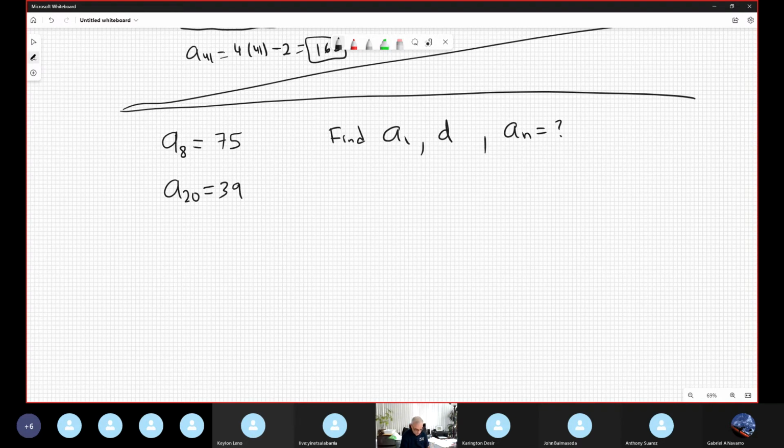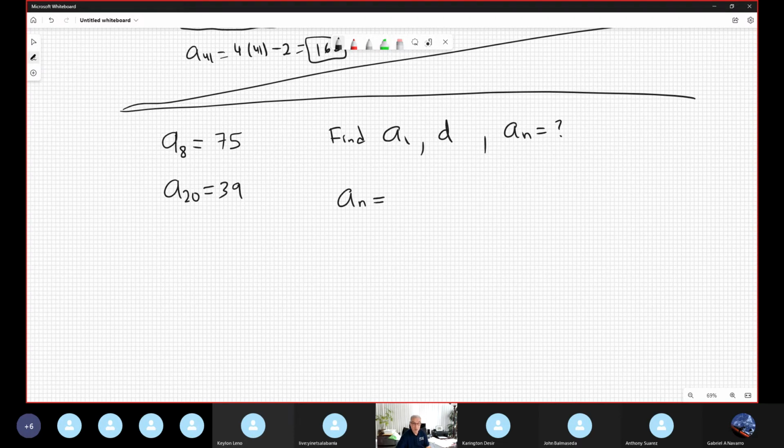Let me see if I did well. This is given, but not the complete sequence, just two elements inside the sequence: one in position 8 and another in position 20. You find the first term, the common difference, and the general formula. Okay, so I apply one more time the most important formula.